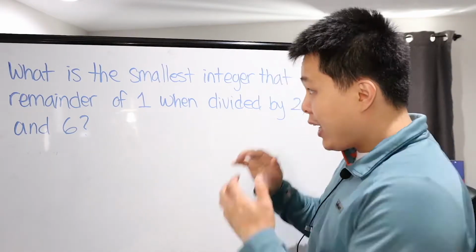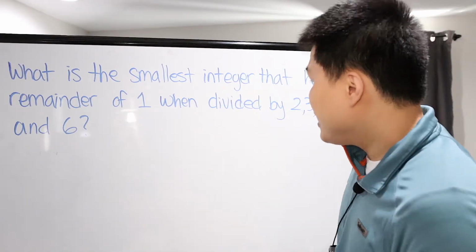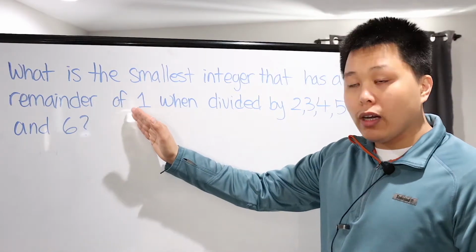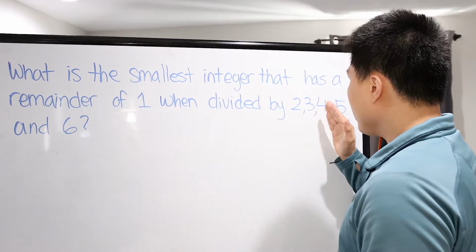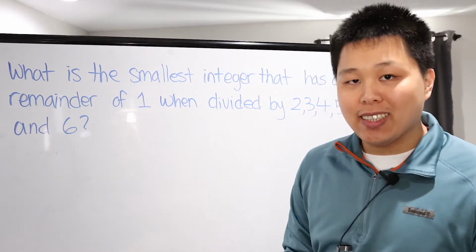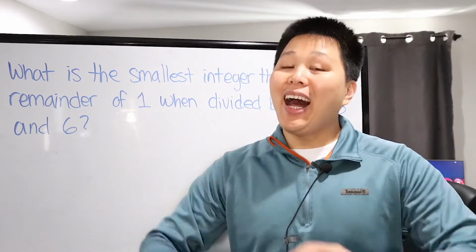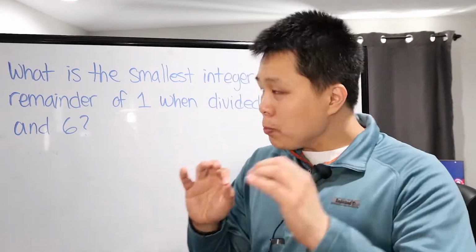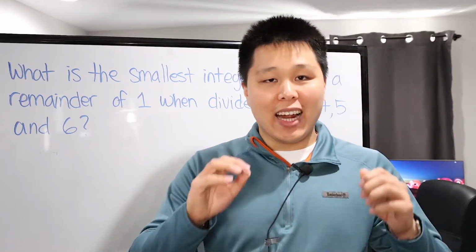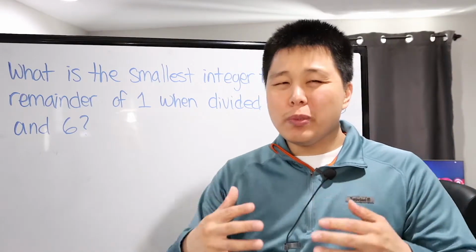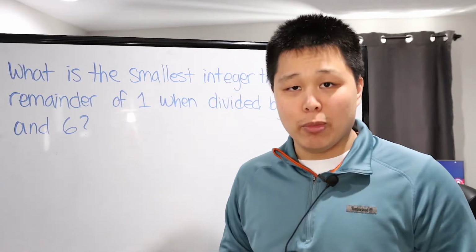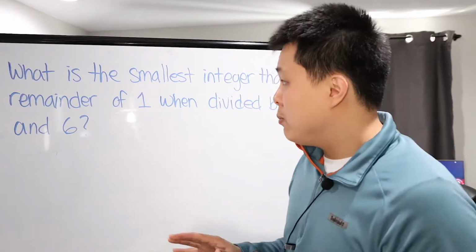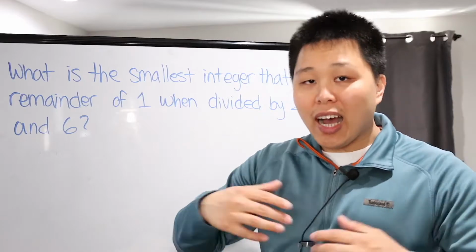So for today's problem, we actually have this. What is the smallest integer that has a remainder of 1 when divided by 2, 3, 4, 5, and 6? Now, don't get me wrong, I love this problem. The only thing I have against it is that I don't think this is a type of problem that should be used in a standardized test environment. The reason for that is quite simple. This is a problem that either you got it or you don't.